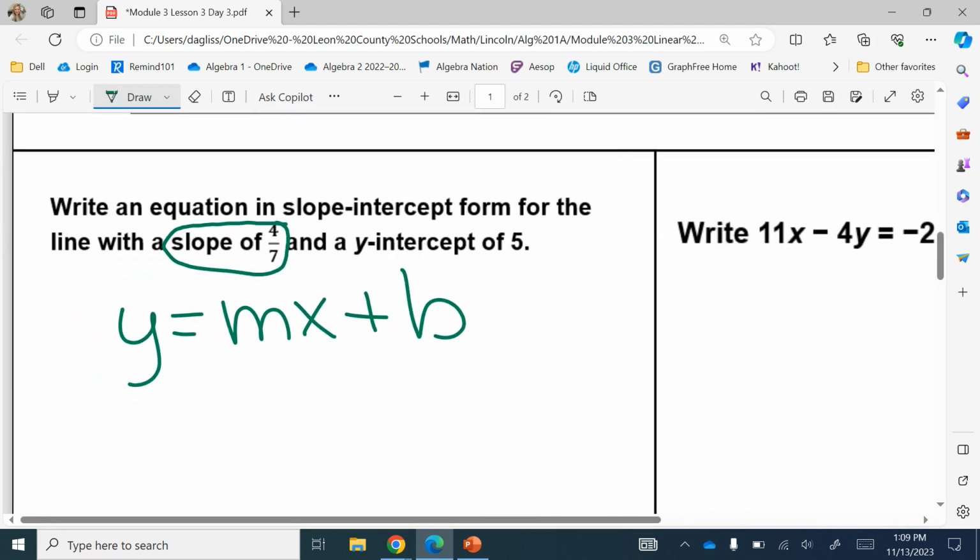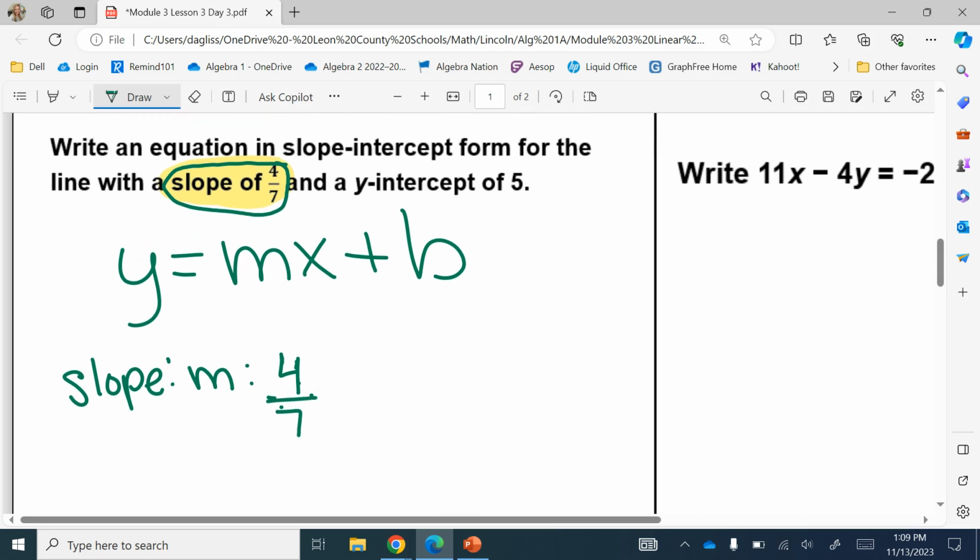4/7. What is that? It's the B. It's the Y. It's the M. It's the slope, guys, right? Which is my m. Slope is our m, and our slope is 4 over 7. It gave that to me.